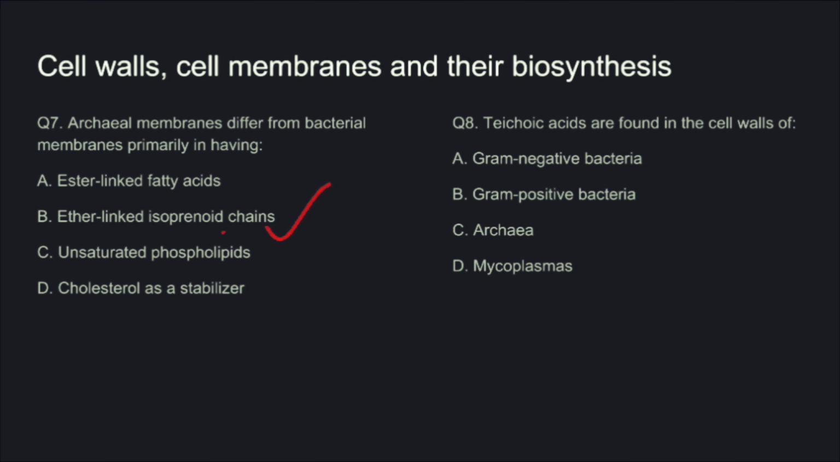Question number 8. Teichoic acids are found in the cell walls of. Options are A. gram-negative bacteria, B. gram-positive bacteria, C. archaea, and D. mycoplasma. Correct answer for this question is option B, gram-positive bacteria.